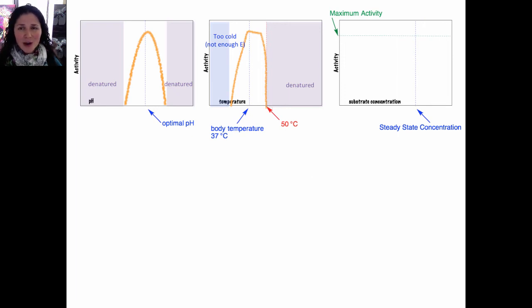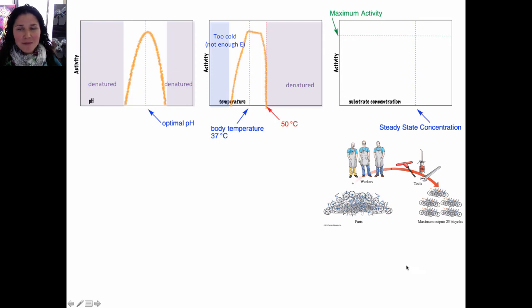Each enzyme also has a maximum efficiency or a maximum activity. It can only work so fast. Your textbook uses an analogy of workers and bicycle parts. No matter how many parts you have, if you only have 3 workers, they can only make so many bikes per day. Enzymes work the same way.